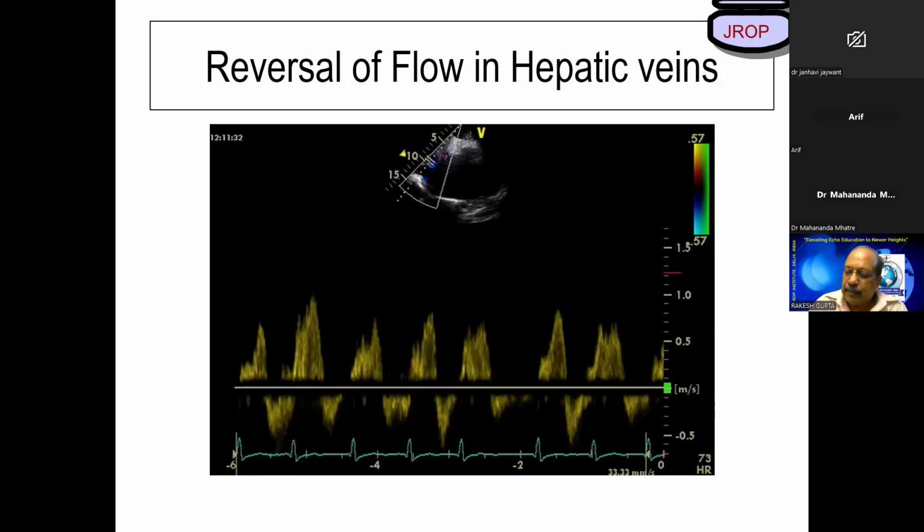Yes, sir. Normally both systolic and diastolic flow should be below the baseline of the spectrum. Hepatic venous flow pattern is something like the pulmonic venous flow pattern. In pulmonic veins, whenever you have a severe MR, what happens to the systolic flow pattern? Either it gets truncated or reversal of flow happens.